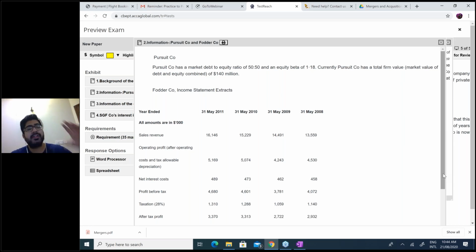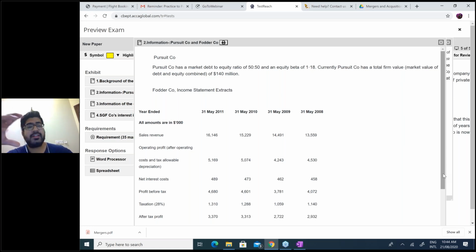Okay, this is Pursuit's information, that Pursuit has a market debt to equity ratio 50-50. The composition is 50-50. Equity beta is 1.18. Currently Pursuit has total firm value, the equity debt value combined of 140 million. That ends Pursuit's information. Okay. Now equity beta is used in WACC.